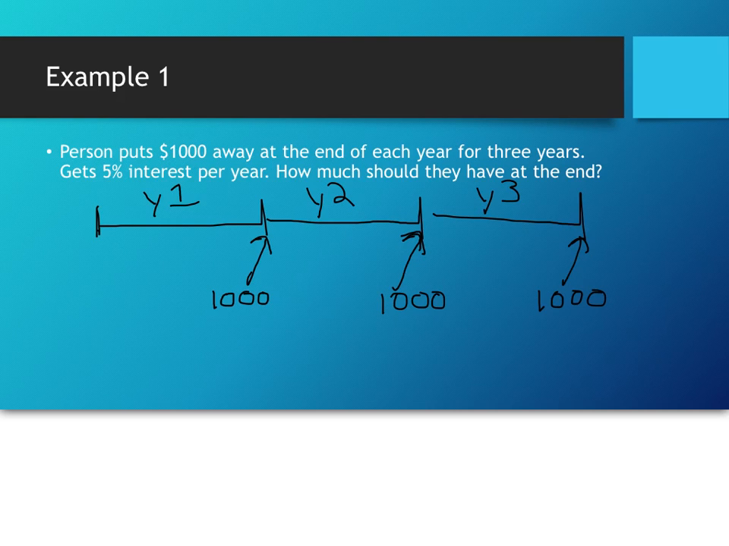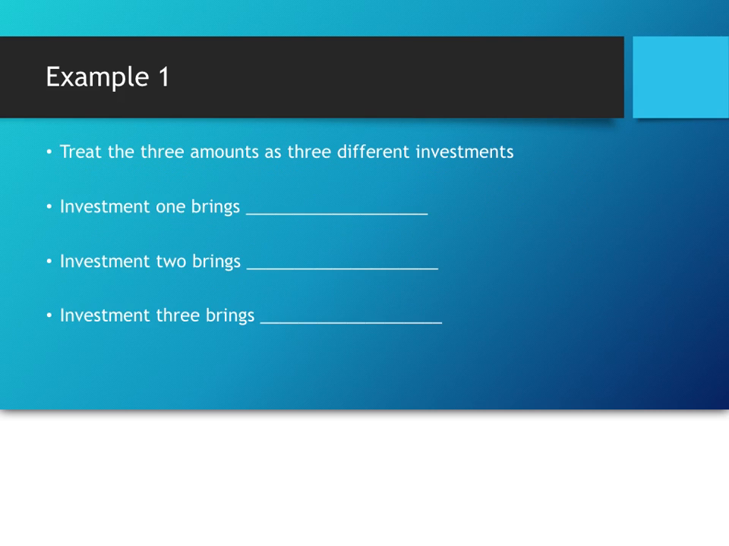Okay? Now, if we were in the previous chapter, what we would have to do is we'd have to look at this as essentially 3 different investments. And so if we treat those 3 amounts as 3 different investments, then the first investment, remember it was $1,000 at 5% interest. This was yearly interest. And it accumulated twice because for year 1 it didn't accumulate, but at the end of year 1 it was put in. So for year 2 and year 3 it accumulated interest.